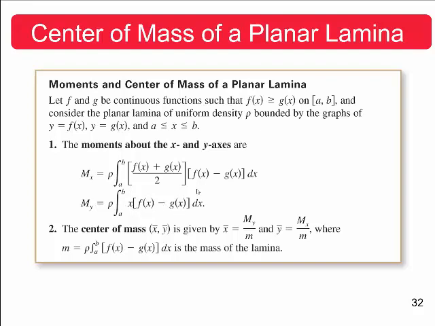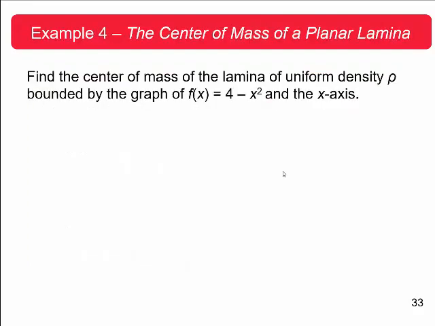So by extension, the center of mass, (x bar, y bar), is given by the following. Once you find the moment about the y-axis, x bar is equal to the moment about the y-axis divided by the mass, and y bar is equal to the moment about the x-axis divided by the mass. Here, the mass is equal to the density multiplied by the integral from a to b of f of x minus g of x, dx. I know this seems crazy, but all you have to do is have the formulas handy and follow the formulas. Okay, so let's do an example here.